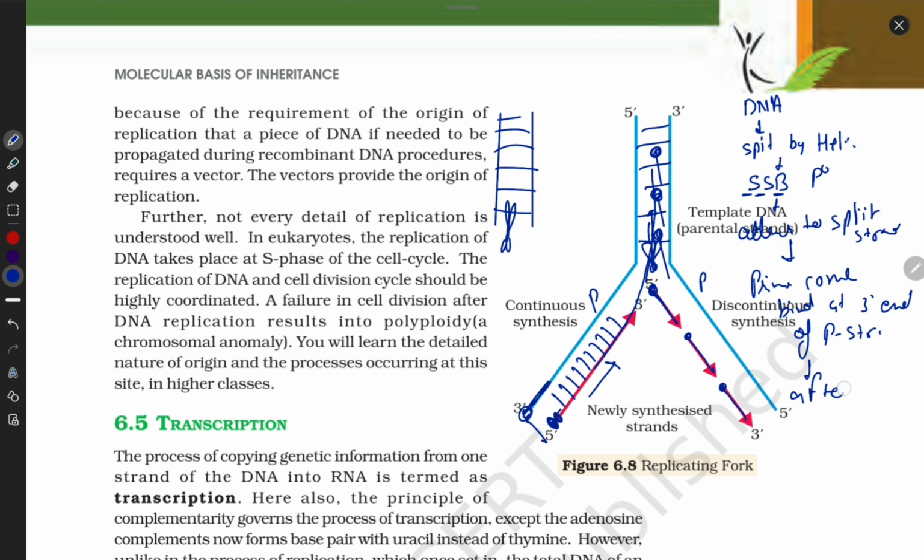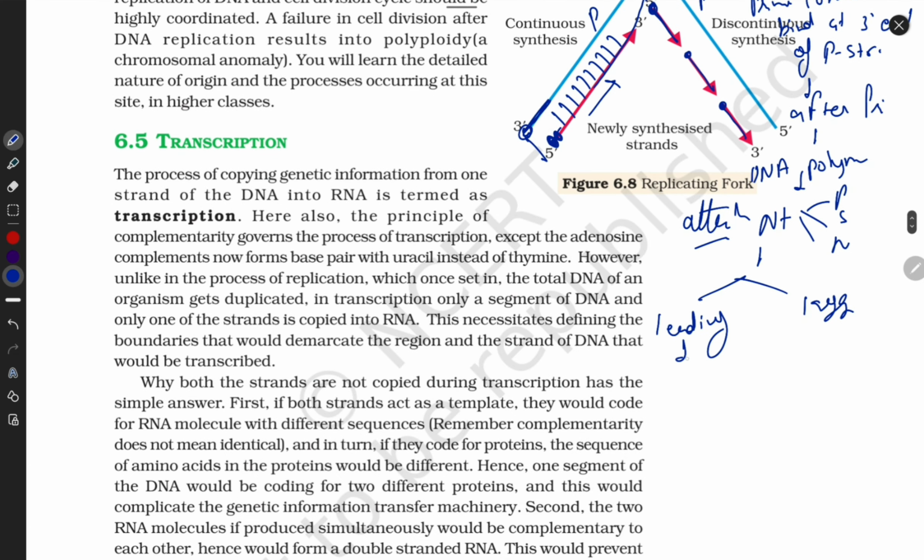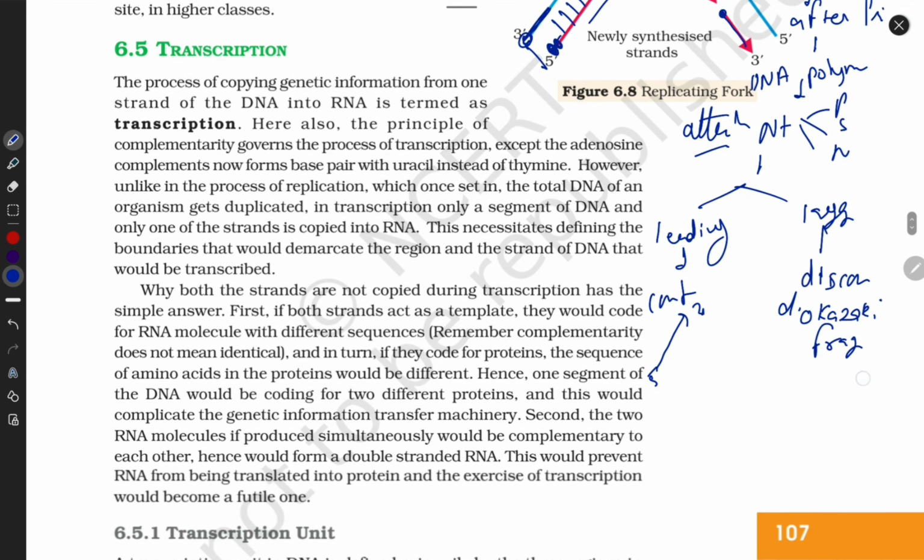Now after primer what happens? DNA polymerase comes and attaches what? Nucleotides, and nucleotides are made up of phosphate, sugar and nitrogen base. So two types of strand will form, leading and lagging. Leading is what? Continuous strand, and lagging is the discontinuous strand. They synthesize non-stop 5' to 3'. Okay, lagging is discontinuous, so they produce Okazaki fragments.